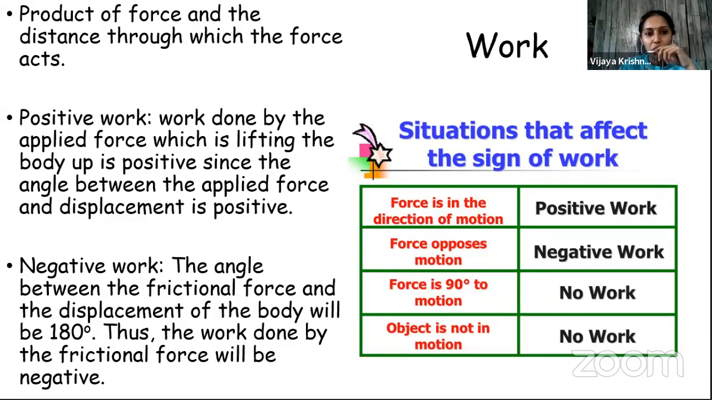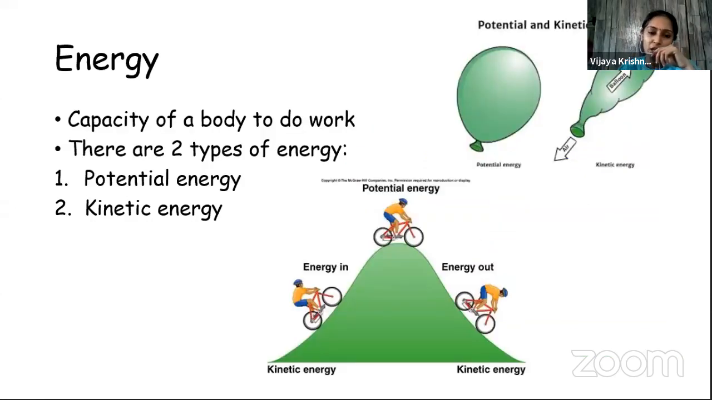Okay, we come to again the next concept, that is energy. For whatever we do, whatever force that is required, whatever work we need to do, we need energy. Energy is the capacity of the body to do work. Now there are two types of energy: potential energy and kinetic energy. Potential energy is that energy which is stored over here, as you can see, and the kinetic energy is what happens when you are in movement.